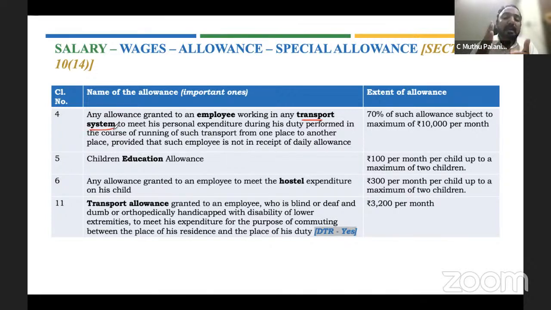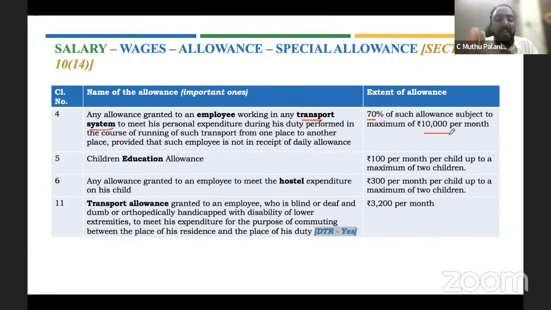So roadway or whatever, that particular company which is into the roadway transport system, for that employee they are giving such allowances. Why do they give? They're of course not with the family. They've been traveling from one place to another. For this allowance, 70% of such allowance or a maximum of 10,000 per month is exempt. It's not taxable. So if my total allowance is 14,000, 70% will be 9,800. So 9,800 is exempt.